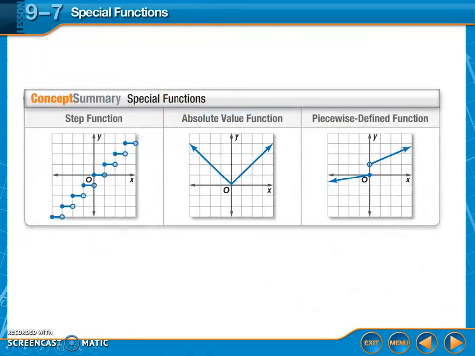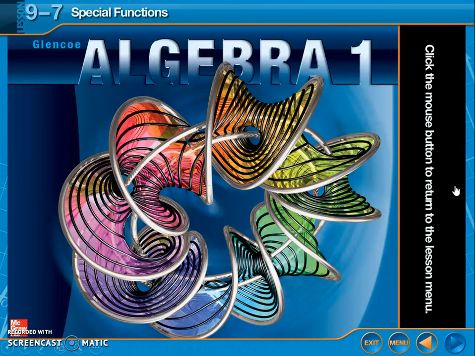So just a review of what functions we went over today. We went over a step function, which included the greatest integer function, which was this thing, x. And we have an absolute value function and piecewise defined function, which has like a gap and it has two different parts. Okay, so that is lesson 9.7.